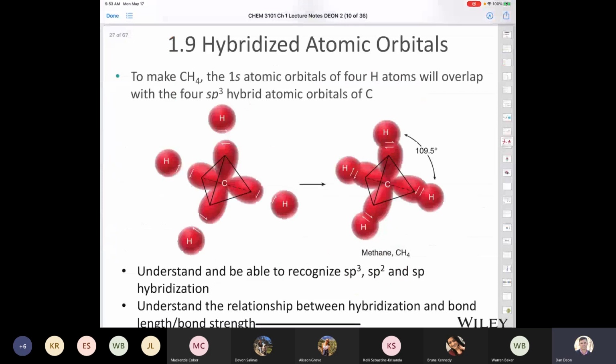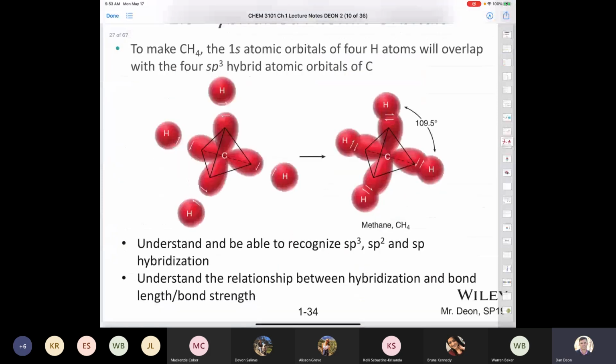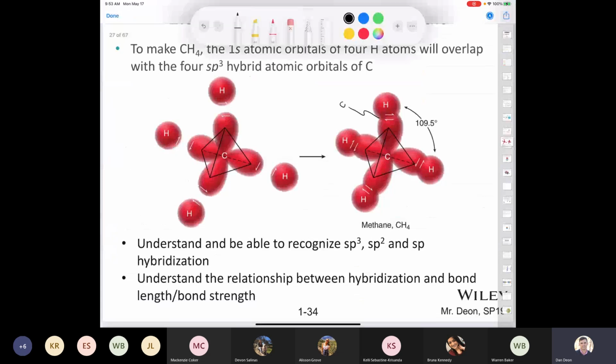Find my slide. There we go. So to make that methane molecule, you take the 1s atomic orbitals of 4 different hydrogen atoms, you overlap them to make 4 sigma bonds, right? So each one of these, this is a sigma bond, this is a sigma bond, this is a sigma, and this is a sigma, okay?